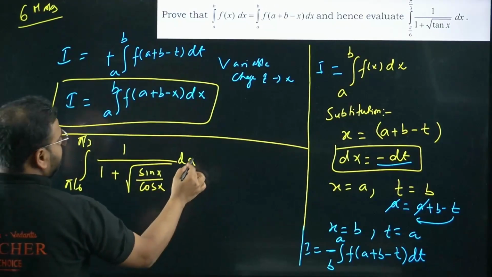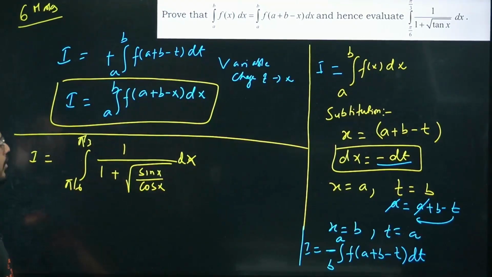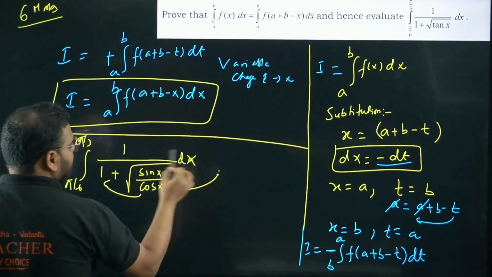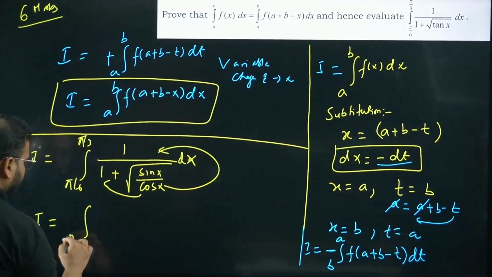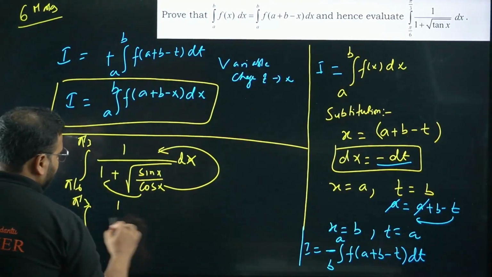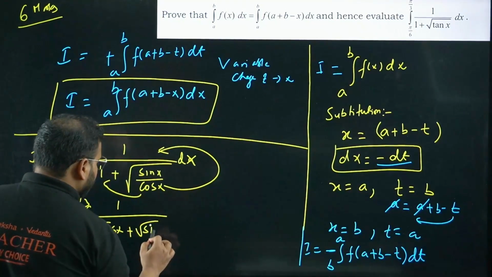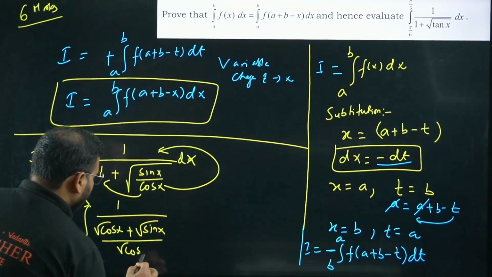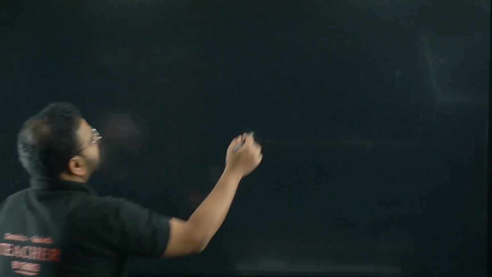So I'll write the next step a little bit faster. I'll take LCM root cos x, I'll write here root cos x, and this cos x will go up. I'm saying that I'll write here root cos x separately, same will go here and here as well. Correct? If you want, I can write the step as well. It will become pi by 6 to pi by 3, 1 upon root of cos x plus root of sin x, okay, divided by root of cos x. Over here I have dx.